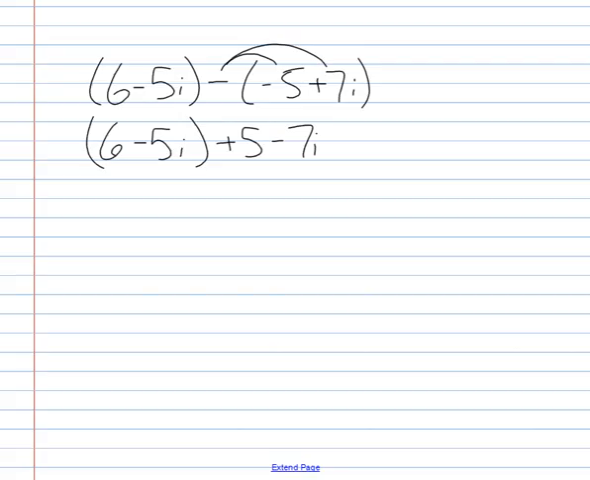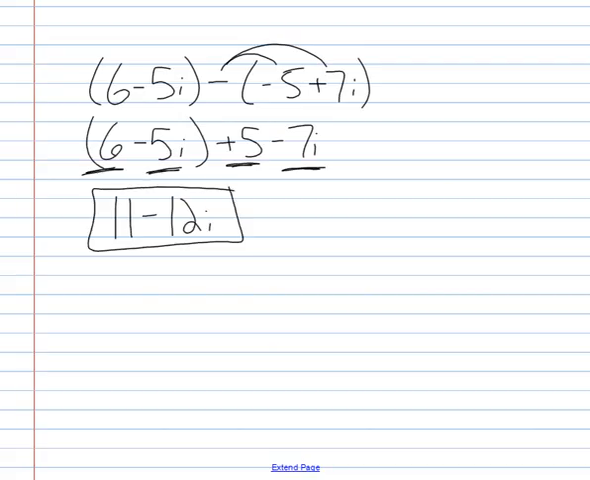Okay, now same old. We'll combine our real numbers, which would give us 11, and then we'll combine our imaginary numbers, which would be -12i. So that would be the result of subtracting those two complex numbers.